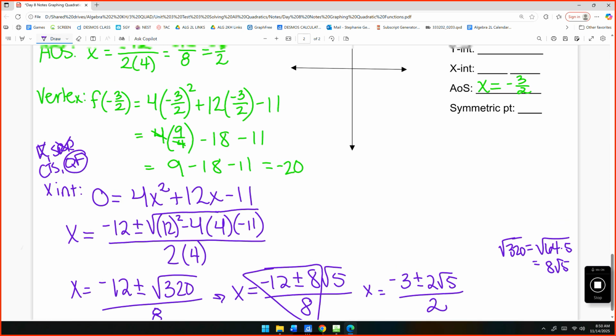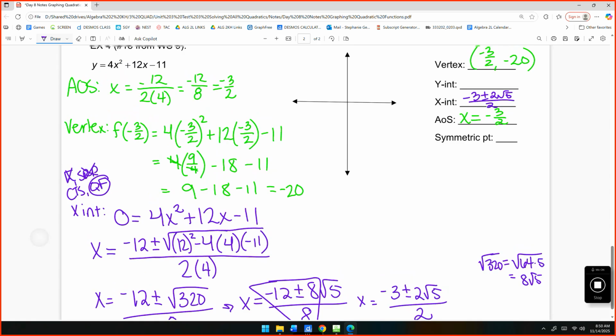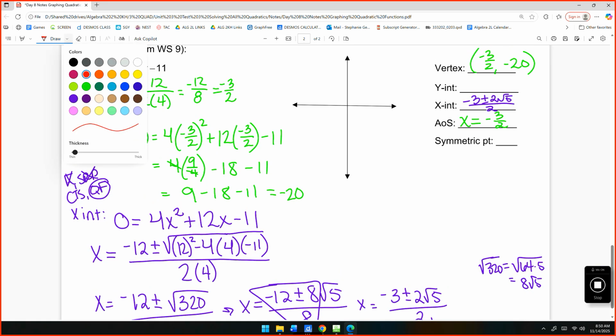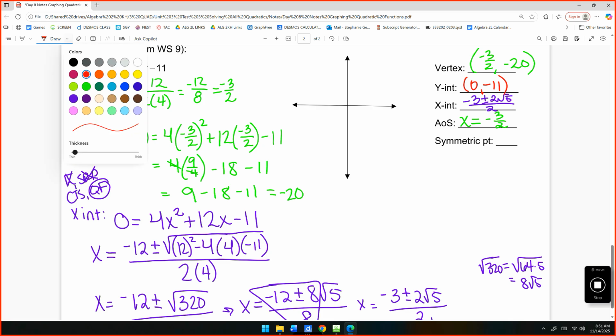Okay, so those are the x-intercepts. So I'm just going to leave it as plus or minus. So we have negative 3 plus or minus 2 root 5 all over 2. Okay. And then let's get that y-intercept on there real quick. Y-intercept is just the c, which is negative 11. Yeah, so this looks great. Now we go to graph it, and we're like, let's do the other stuff first. When we get to the x-intercept, this is going to have some fun things going on.